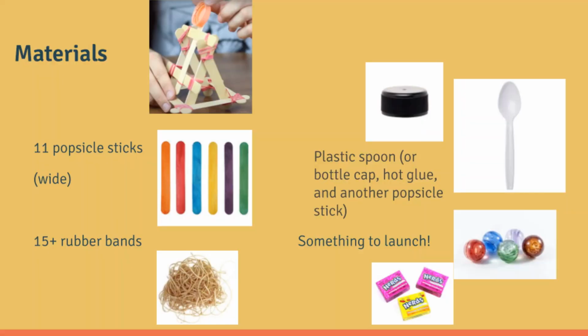To build a catapult, you only need a few materials. Start off with 11 popsicle sticks. If you can find wide ones, those are best. Next, you'll need about 15 rubber bands. Have a couple extra in case they break, or you just need a couple more for added support. Next, to have something to hold the material you're launching, you'll need a spoon or bottle cap. Finally, you'll need something to launch. Get creative with this one. You can use a piece of candy, a marble, or any other small trinket that you have around your house.